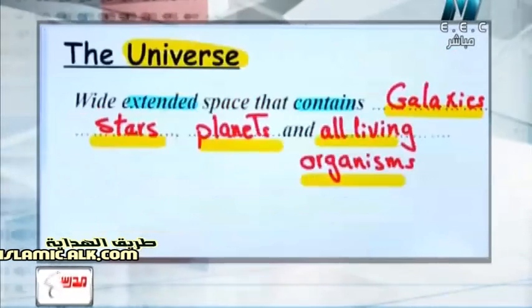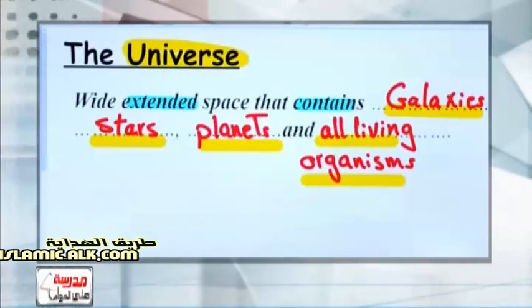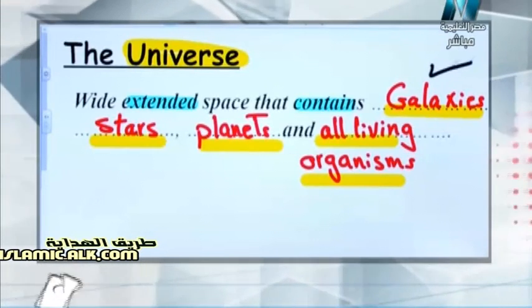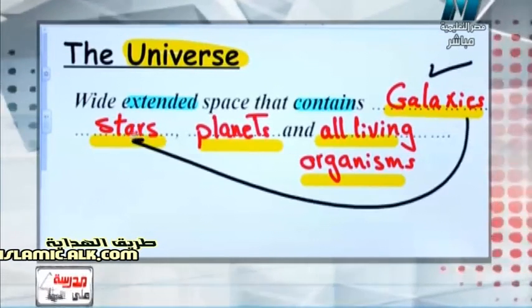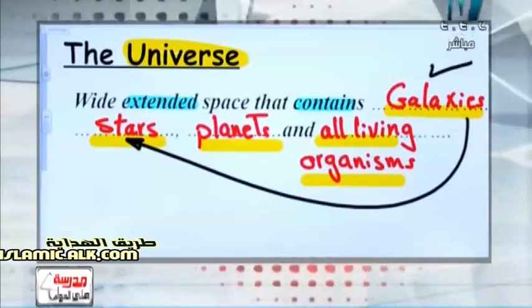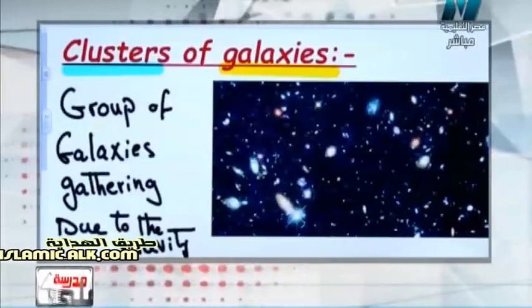Let's go back again. The universe: the biggest unit in the universe is what? It is the galaxies, and the galaxies consist of stars. So here we can define each one of them if we remember the components from the biggest one to the last one.